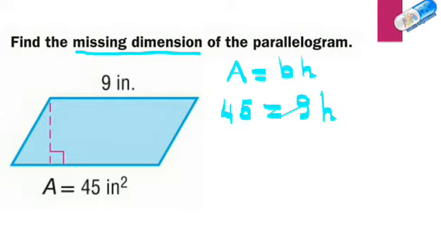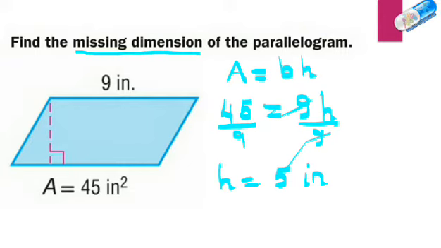So here we have an equation, a multiplication equation: 45 equals 9H. To find out H, we divide both sides by 9, as we learned how to solve equations with an unknown H. So H equals 45 divided by 9 equals 5, and of course 5 inches.